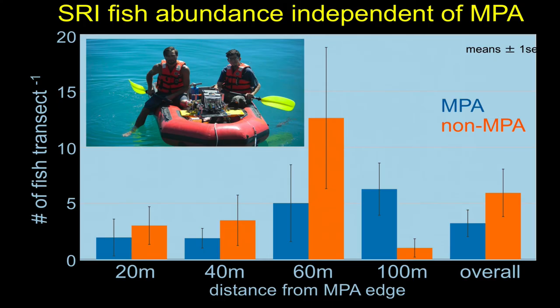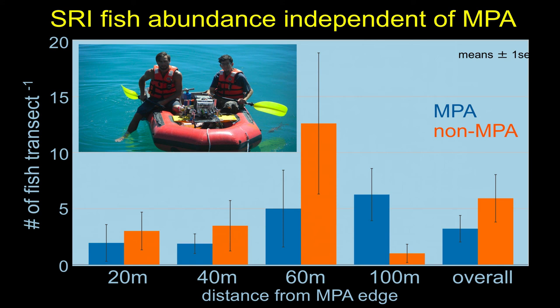How about this? There's a figure from one of your previous students. This stands for Santa Rosa Island fish abundance, and it's independent of the marine protected area. Marine protected area versus non-marine protected area, depending on the distance from the edge, distance from the edge into it. So in other words, the distance into or the distance out of the marine protected area.